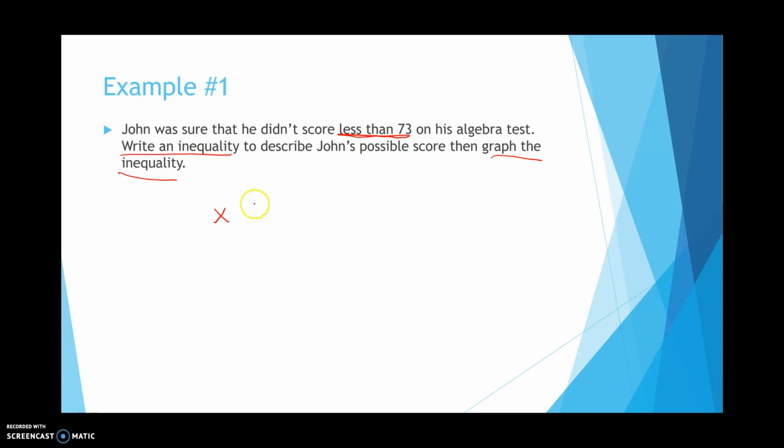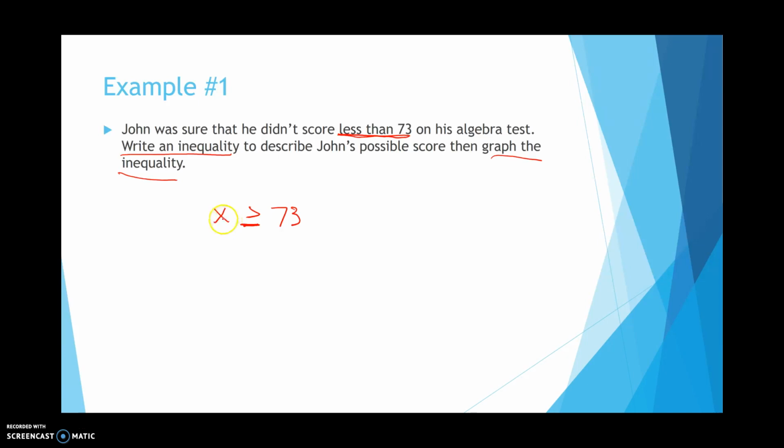So x is going to be greater than or equal to 73. Why is x greater than or equal to 73? Well, the situation is saying John was sure he didn't score less than a 73. So that means John scored a 73 or more on his algebra test.